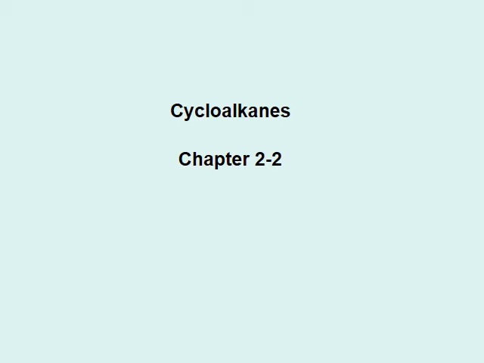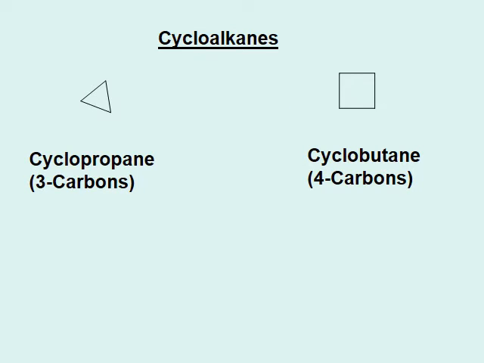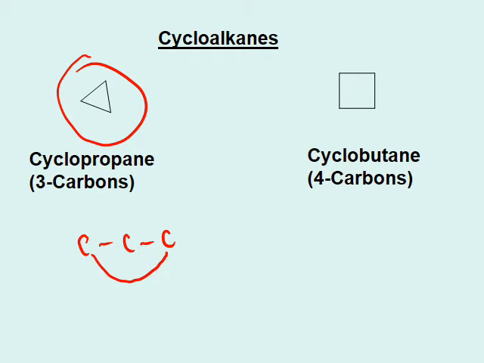In this section of alkane, we're going to talk about cyclic or ring compounds, and they're called cycloalkanes. On the left-hand side, you see cyclopropane. That means if I have 3 carbons, we call it propane, but when these two ends come together and you make a bond, then you get cyclopropane.